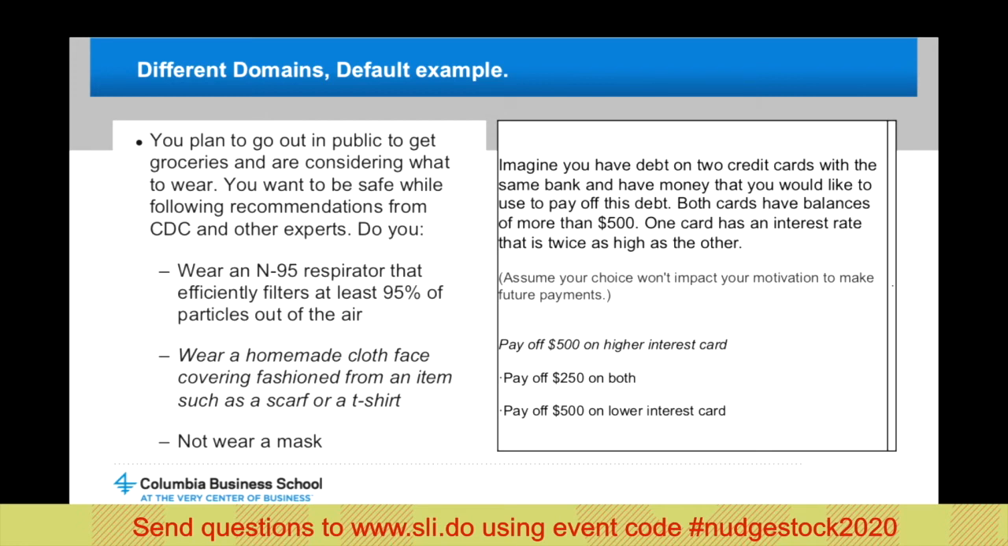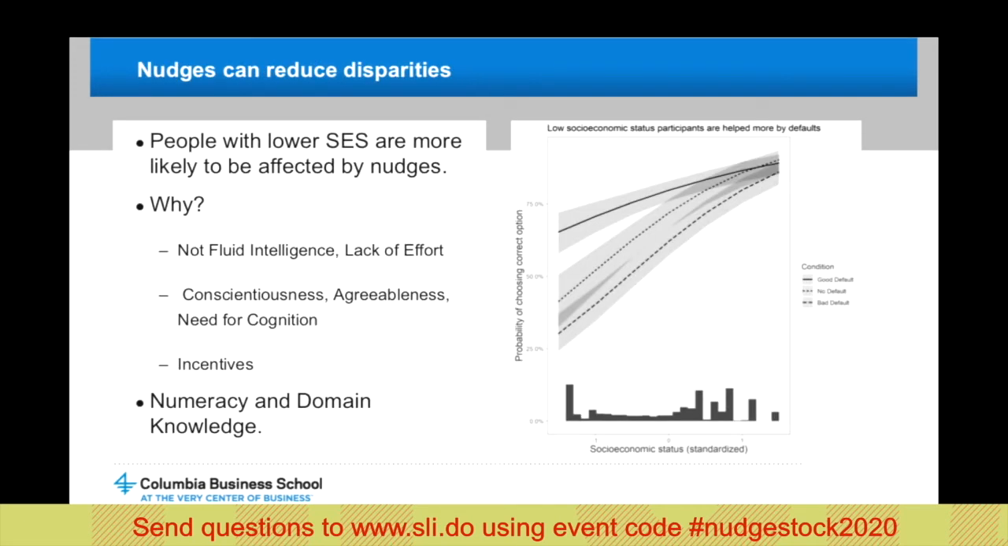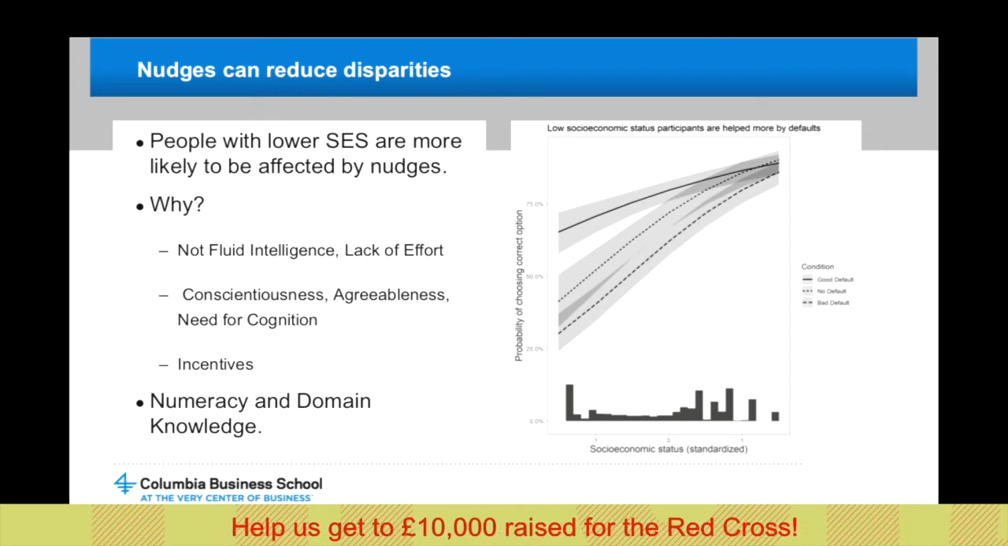The picture which emerges after all these studies is quite simple. It is that, again, people who are lower in socioeconomic status are more likely to be affected by nudges. This graph's a little bit complicated, but just look at the bottom axis. The rich are on the right, the poor are on the left.